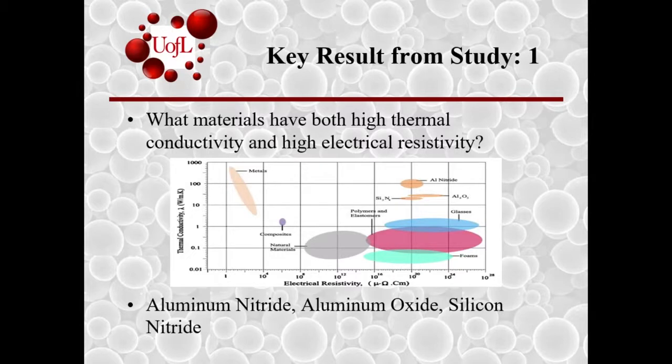One of the major questions that was answered by this study was what materials have both high thermal conductivity and high electrical resistivity. And as you can see on the graph, aluminum nitride, aluminum oxide, and silicon nitride all fit this very well. A material with a high thermal conductivity will be able to dissipate heat more efficiently, and they needed a material that would be high in electrical resistivity as well, considering that a lot of these are used in electronic components.